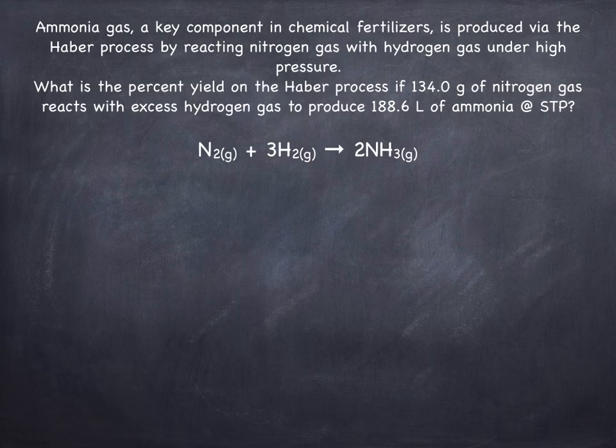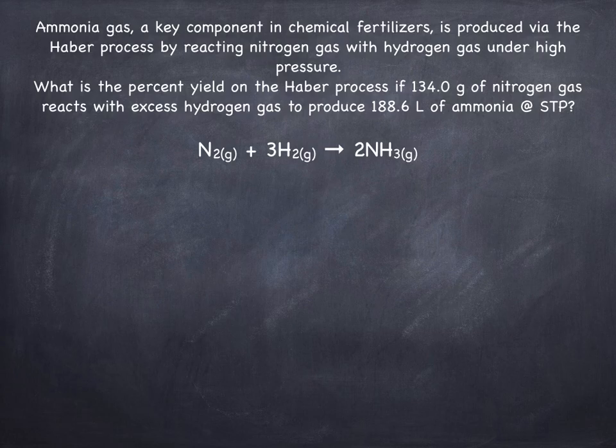Again, there are a lot of conditions that we would write above the arrows in terms of specific temperatures and pressures, and there are catalysts involved here as well. We're just going to go with the base equation. You have two numbers, right? 134 grams of nitrogen gas and 188.6 liters of ammonia. And you have to decide which one of those is your given piece of information, and where to start your game board.